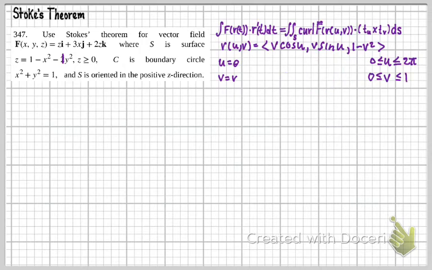So now what we're going to find is our r_u cross r_v. I'm just going to write those out, and we're going to get started with those. So for my r_u, this is going to be negative v sine u. Oops, let me write that better.